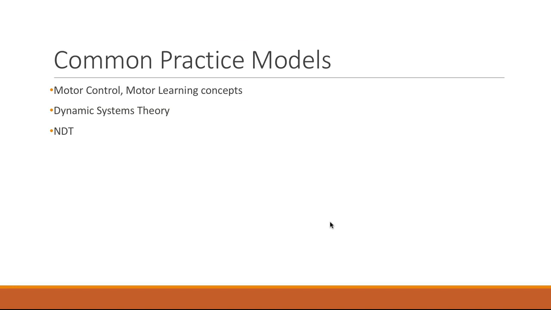So this week's assigned chapter in Case-Smith and O'Brien discussed some common practice models used to guide the evaluation and treatment of children with CP and other neuromotor disorders. Because children with CP have difficulty with movement against gravity and postural control, motor control and motor learning concepts are frequently implemented by therapists working in this population. And we're going to be talking in detail about motor learning and motor control next week.